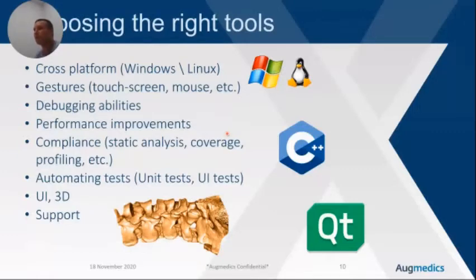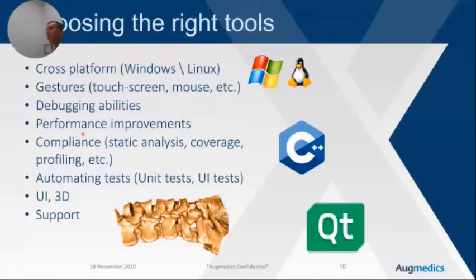We need different kinds of gestures: touchscreen gesture, mouse gesture, or maybe in the future even hand gesture. We needed debugging abilities, either for the local Windows and the cross-platform performance, and we need compliance. We need to be able to work with C++ that has a lot of static analysis, coverage, profiling, and additional tools that we need for our regulatory clearance.